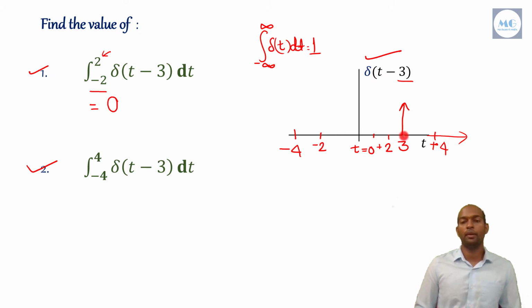So the area of any impulse function is 1. That's why here, from minus 4 to plus 4, as this impulse function exists, its area or its answer will be 1. So for this kind of question, you just have to see whether the integration limits are within the range of that function or not. It is very simple.